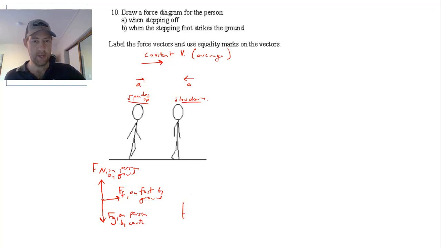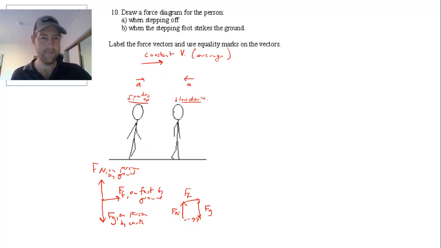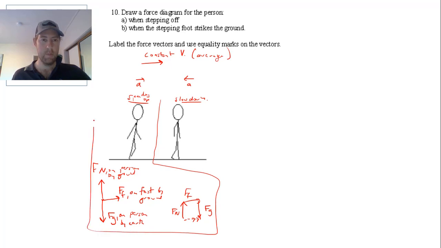When you put those together, you get F normal, F friction, F gravity. That's the total force. So at this point here, yes, they do speed up, and then when their foot hits the ground, they slow down again. So that's this one. The other one over here is them slowing down, the acceleration's back.